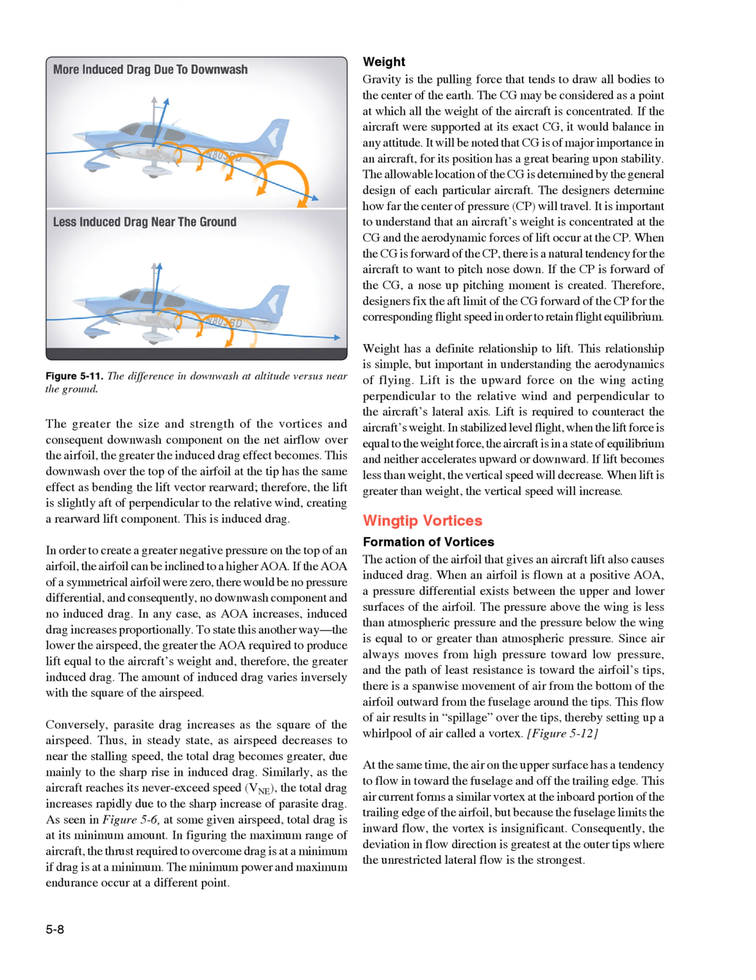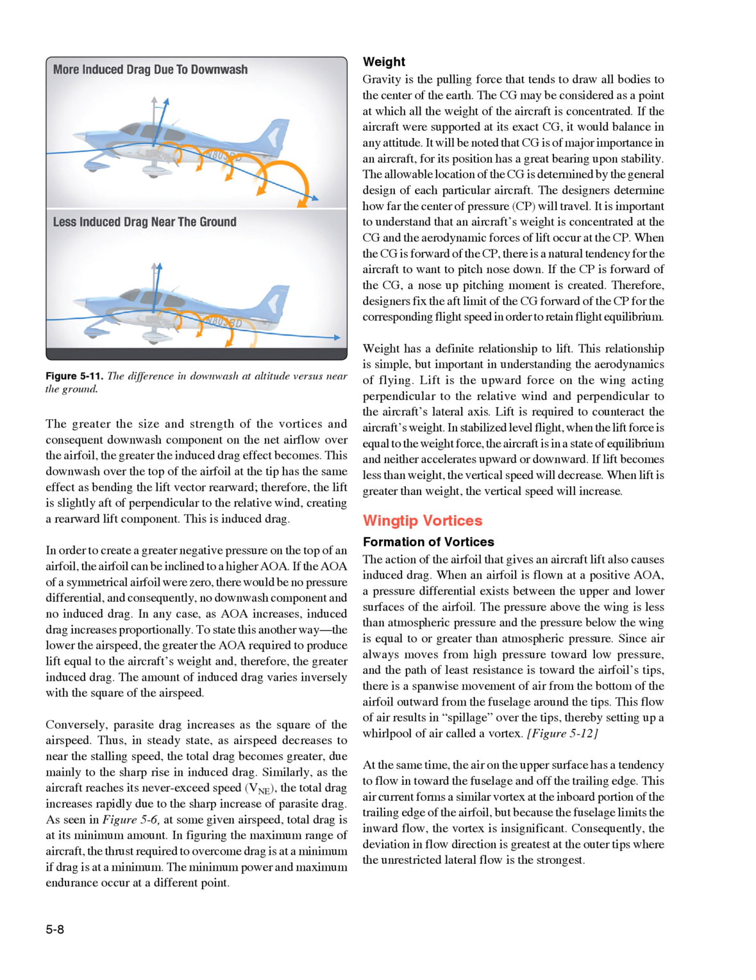Weight. Gravity is the pulling force that tends to draw all bodies to the center of the Earth. The CG may be considered as a point at which all the weight of the aircraft is concentrated. If the aircraft were supported at its exact CG, it would balance in any attitude. It will be noted that CG is of major importance in an aircraft, for its position has a great bearing upon stability. The allowable location of the CG is determined by the general design of each particular aircraft. The designers determine how far the center of pressure, CP, will travel.